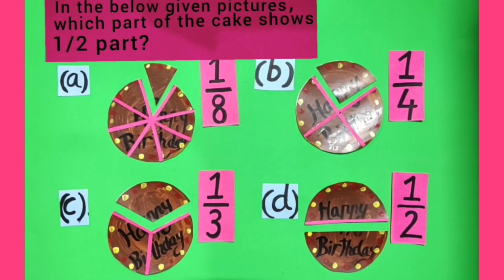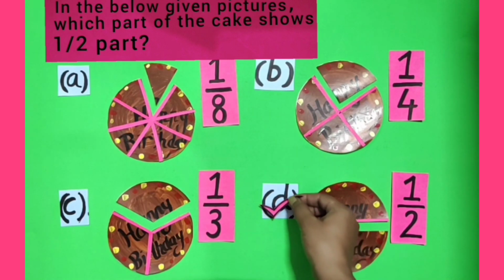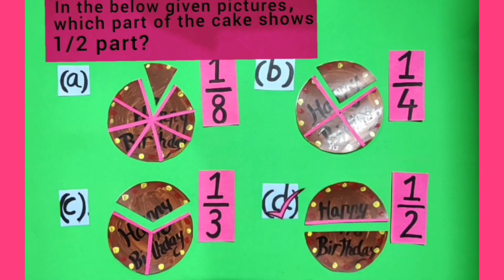Dear students, now we can see that in option D, it shows 1 by 2 part of the cake. So option D is the correct option. We will tick mark option D.